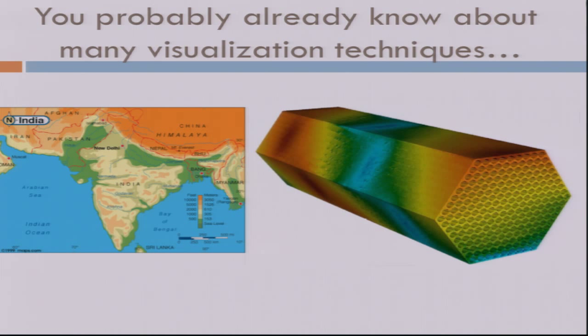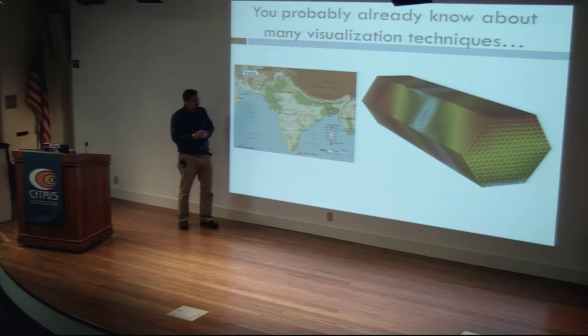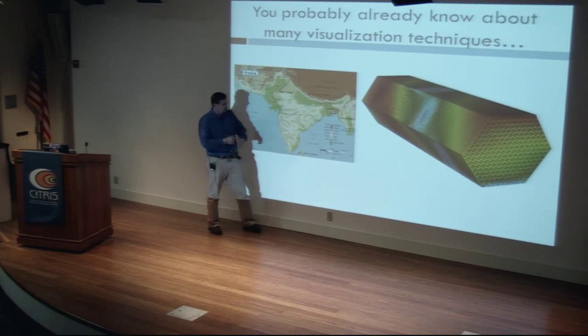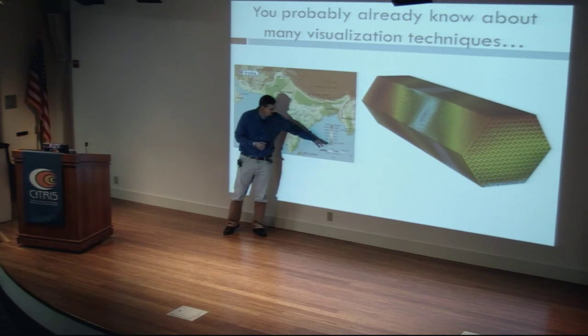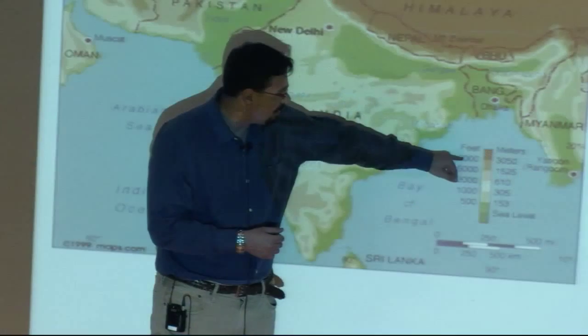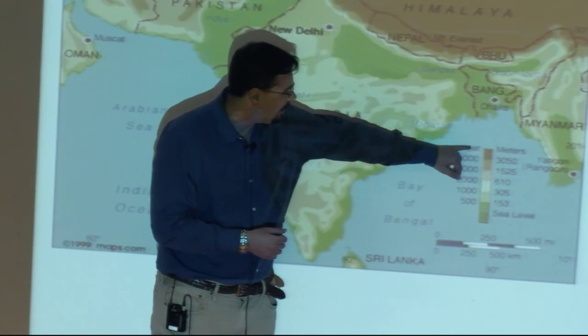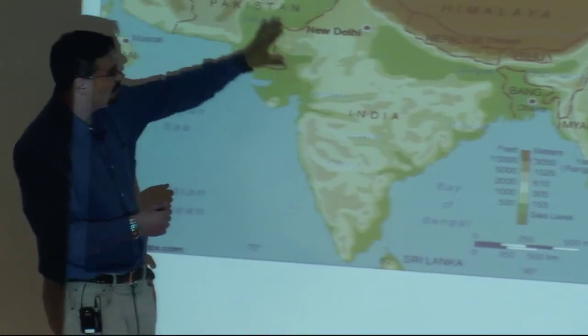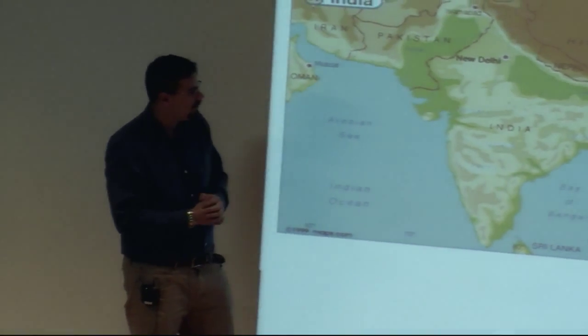So this is plotting elevation in India and China and Pakistan. And in the field, we call this pseudo-coloring. The idea is we've taken a scalar field, and we've assigned colors to it. And so things that are at sea level are green, things that are high up in the Himalayas are red. And you can look at this and you immediately know what the elevation is for that region.